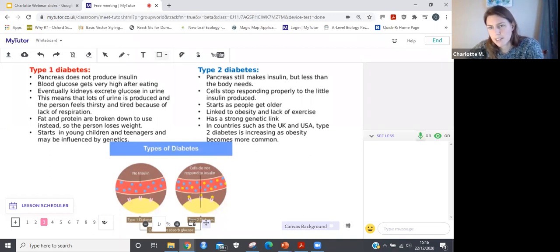It's quite complicated. It's not something that you need to know particularly for GCSE, for most syllabuses.